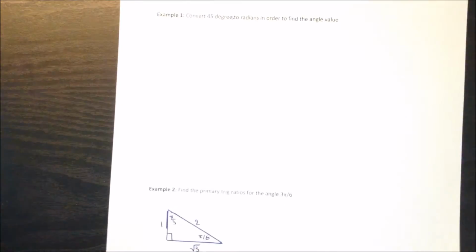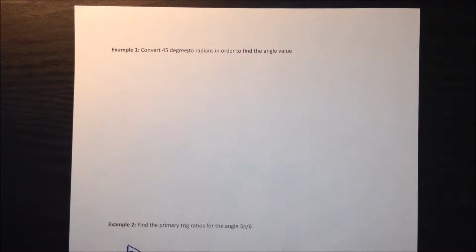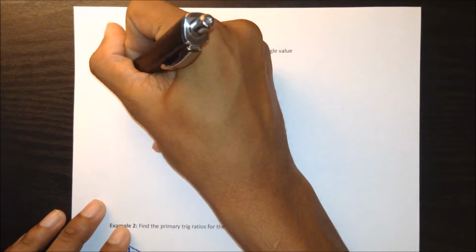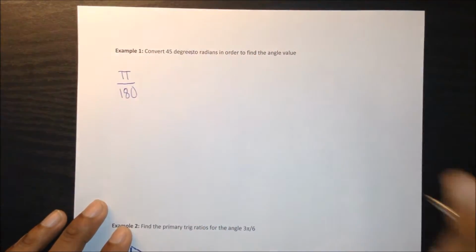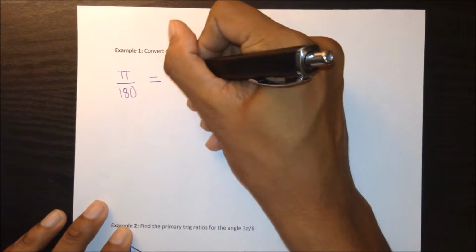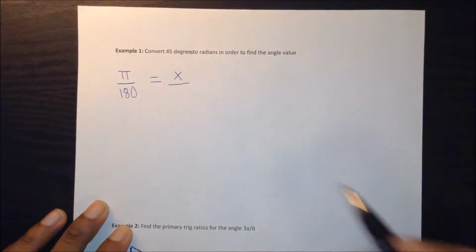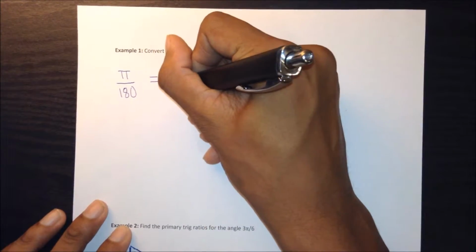Now let's look at some examples. Example 1. Convert 45 degrees into radians in order to find the angle value. So all we do is we do pi over 180 equals x over the given degrees. In this question we're given 45 degrees, so here we put 45.